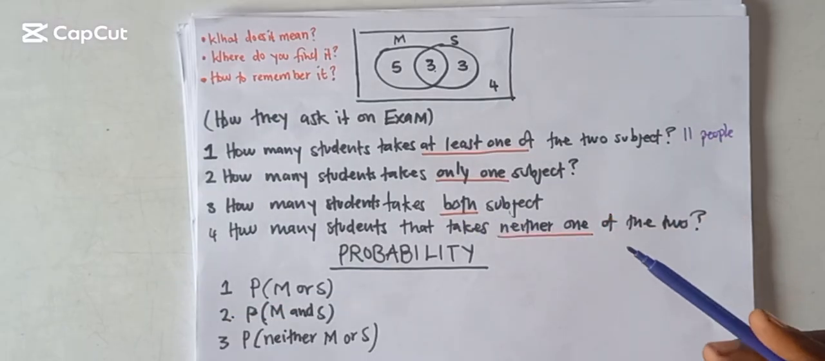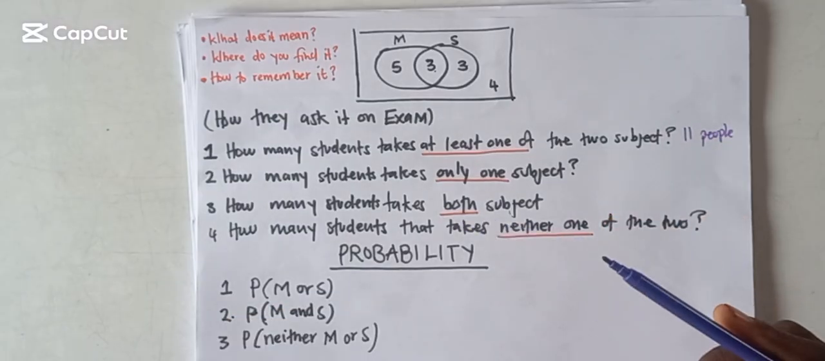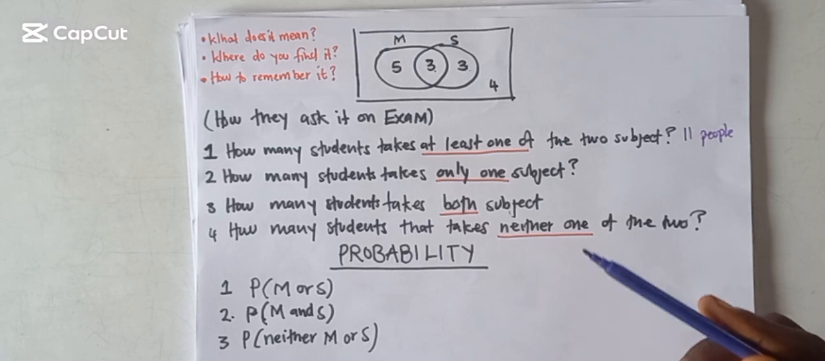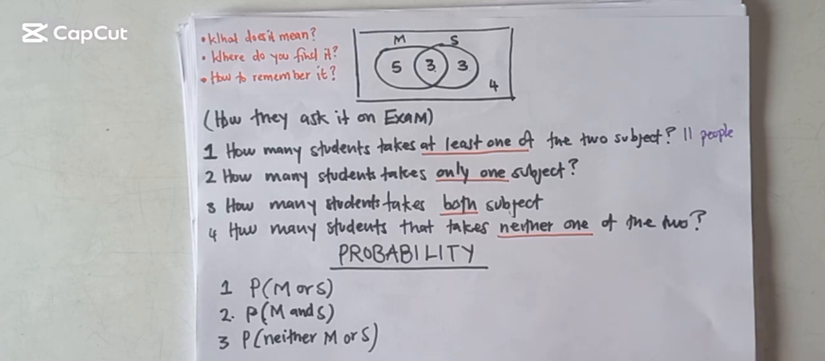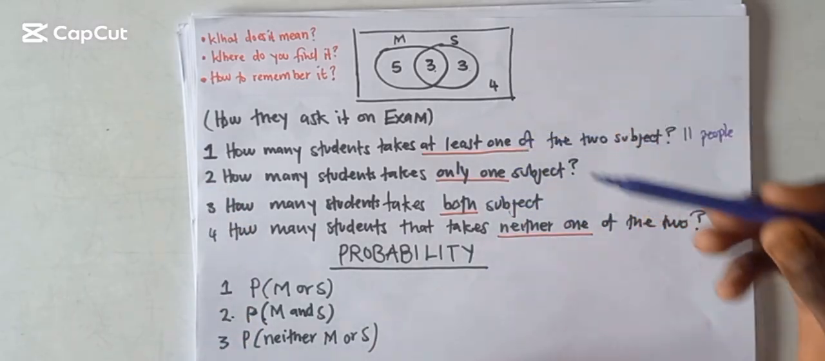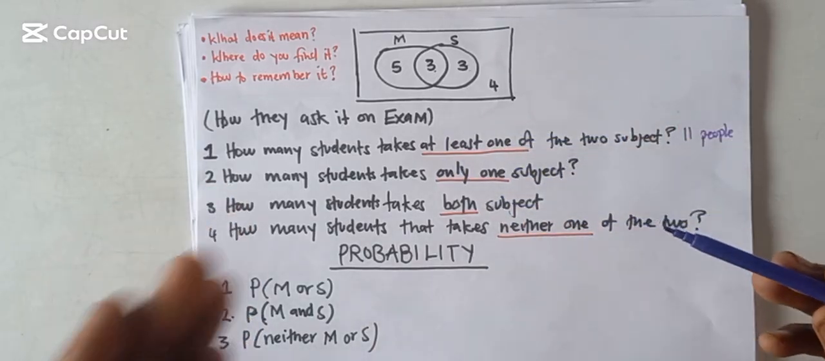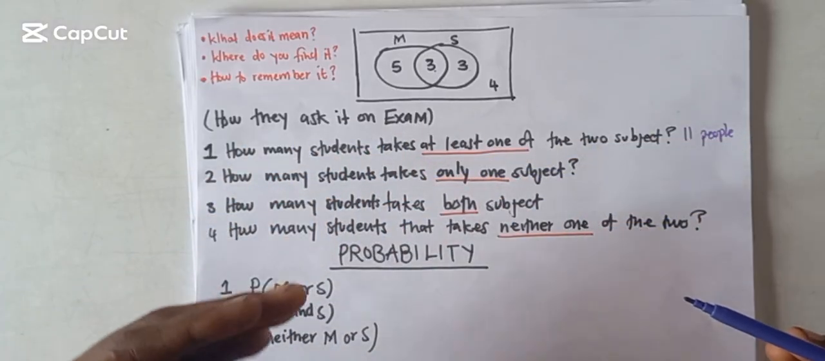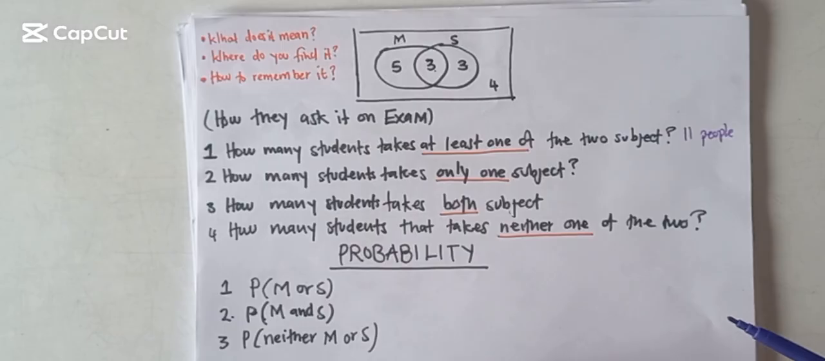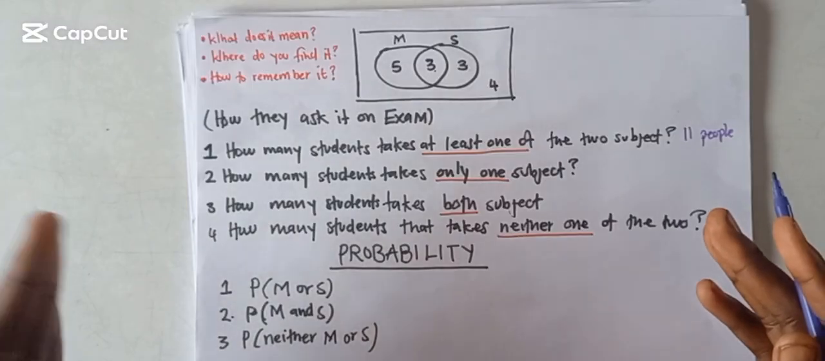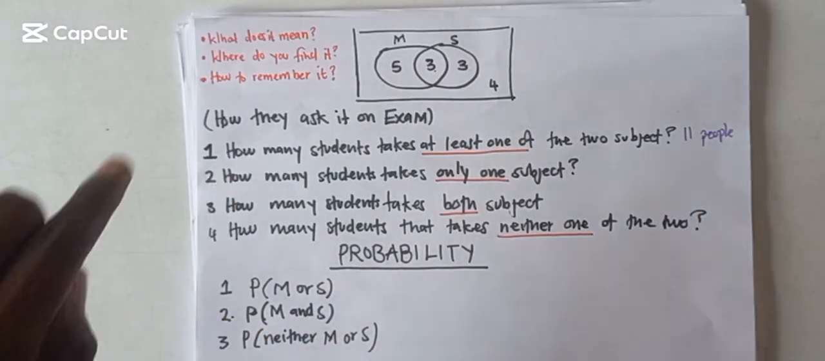Now let's take a look at the second question. The second question says: how many students take only one subject? This question is different from the previous question. When they say only one, what you have to note is that they want the total number of students that are doing either maths only or science only. On this one, there is no both. You have to understand that and write it down. When they say only one, they mean the ones that are doing maths only or science only. There is no both on this one.